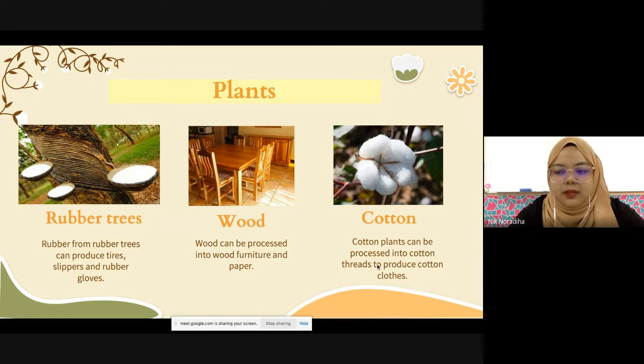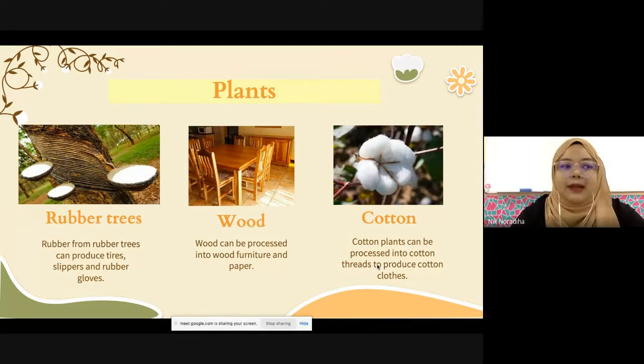Can you give teacher an object that is made of getah? Getah is rubber, correct? Can Akil give teacher one example of an object that is made up from rubber? Apa-apa yang dibuat daripada getah? Apa Akil yang dibuat daripada getah?